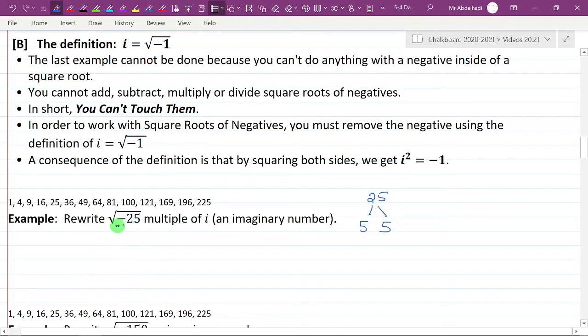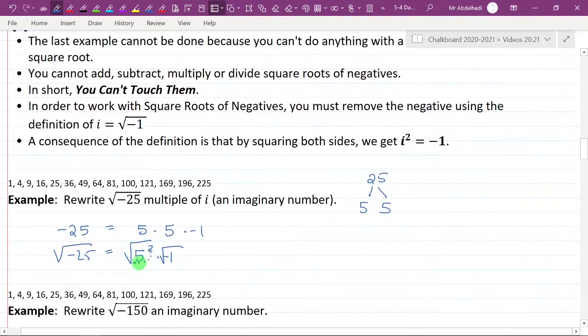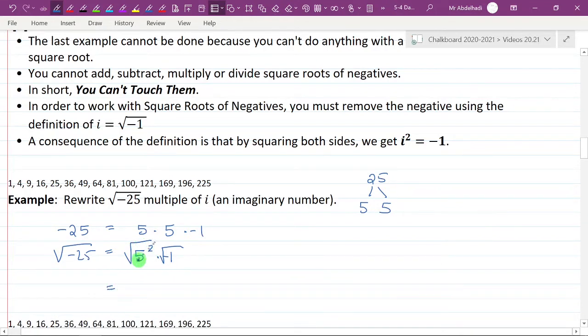So the factors of negative 25 are 5 times 5 times negative 1. Okay, and that means this is 5 squared times negative 1. Okay, and if you square root each one of these, that would be the square root of negative 25. Now, you can definitely square root 5 squared. That would just be 5. So that part of it is real. That's 5. But this thing right here is impossible. You can't square root a negative 1.